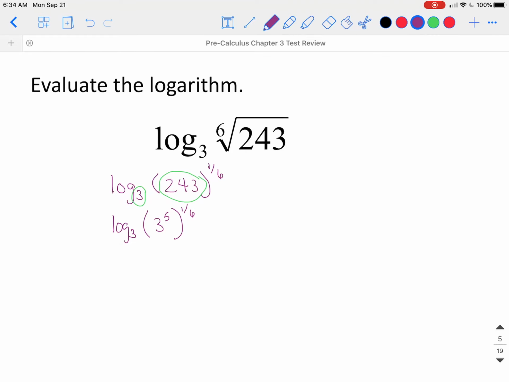Now when you have a power to a power, you are going to multiply. So this is going to give me log base 3 of 3 raised to the 5 times 1/6, which is going to give me 5/6. The log base 3 and the 3 are going to cancel each other, and you'll just be left with the 5/6.